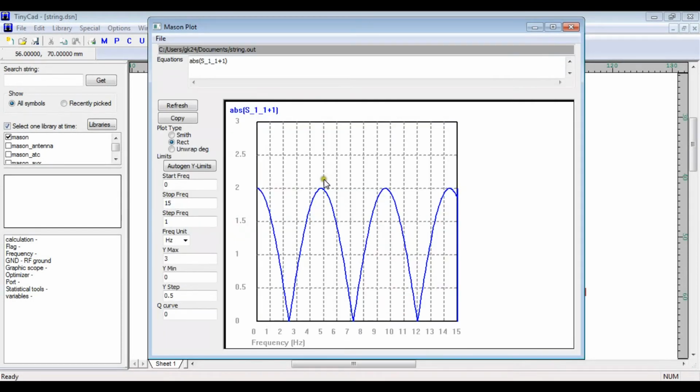Here we have our predicted response over frequency. So at 4.8 Hz, we see a strong response should happen. At 9.6 Hz, we see a strong response will happen. And at 14.4 Hz, we see a strong response will happen. And we also see the nulls that we predicted at 7.2 Hz and at 12 Hz.